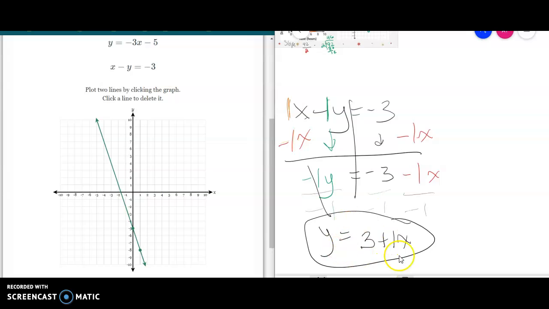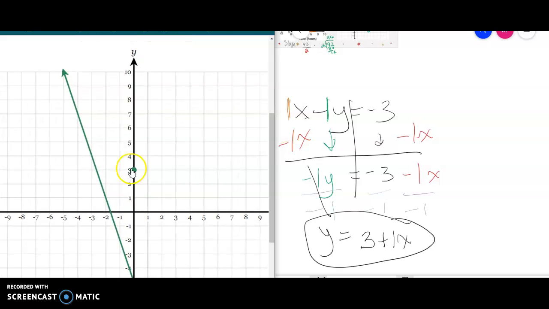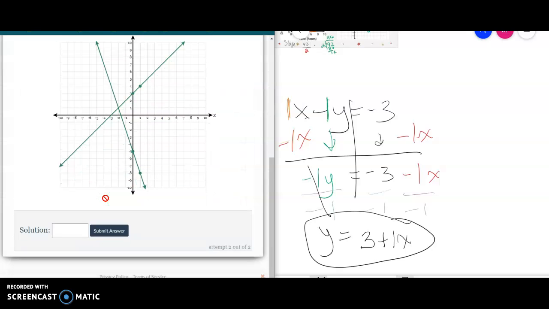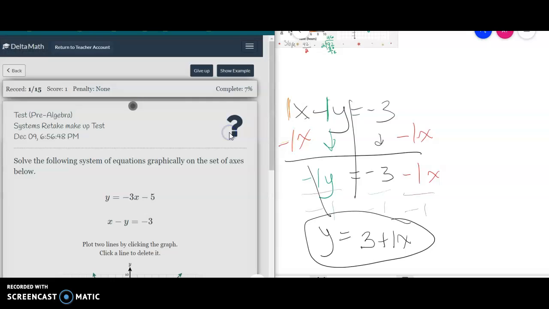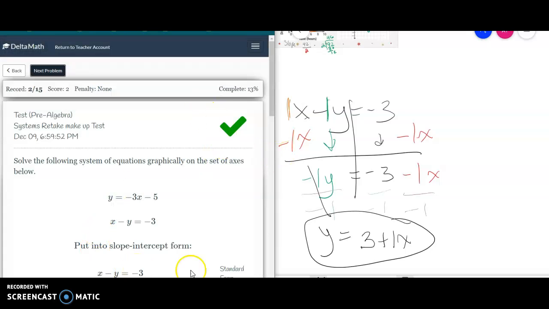I'm going to start at positive 3 this time on my y-axis. And I'm going to go up 1 because it's positive and over 1 because it's also positive. Okay? Remember, underneath every single number is an invisible 1. So now I'm going to look at both of these lines and see where they intersect. They intersect right here where my little stop sign is at negative 2, 1. So down here, what you're going to input is negative 2, 1. If you click submit answer, it'll say, are you sure? And you're going to hit yes. And boom, we got it correct.